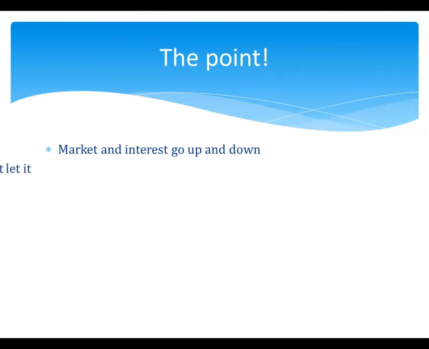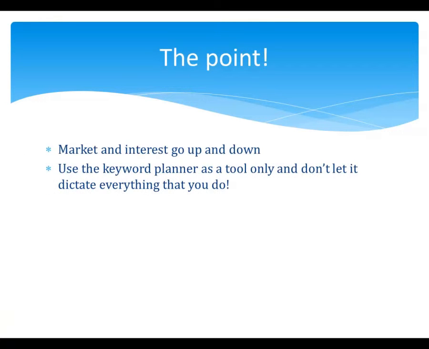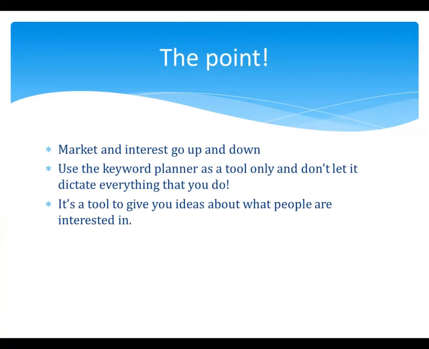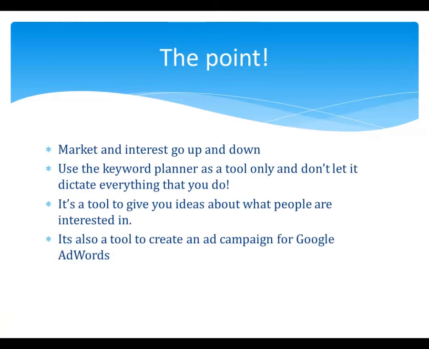Markets and interests go up and down. Use the keyword planner only as a tool, and don't let it dictate everything that you do. It's a tool to give you ideas about what people are interested in. It's also a tool to create an ad campaign for Google AdWords. So just the fact that there are those keyword phrase suggestions within the Google Keyword Planner shows you that there have been people searching for those terms. Their data is not totally accurate, as I pointed out.